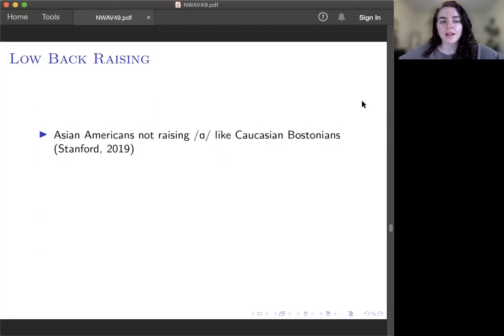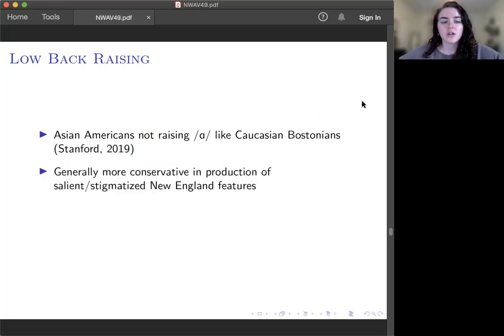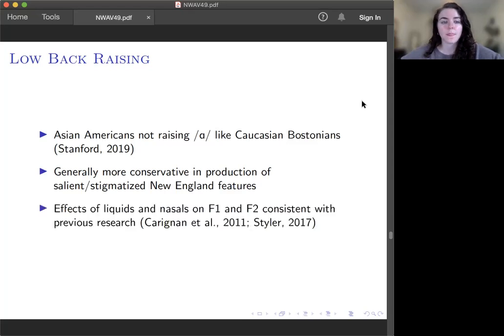For low back raising, as we saw with the results, Asian Americans are not raising low back A like Caucasian Bostonians. Generally, they're more conservative in their production of salient and stigmatized New England features. And this is evidenced by the fact that they are not raising low back vowels and their rate of R deletion is extremely low. The effects of liquids and nasals that we found on the F1 and F2 models are consistent with previous research. So nothing surprising there.